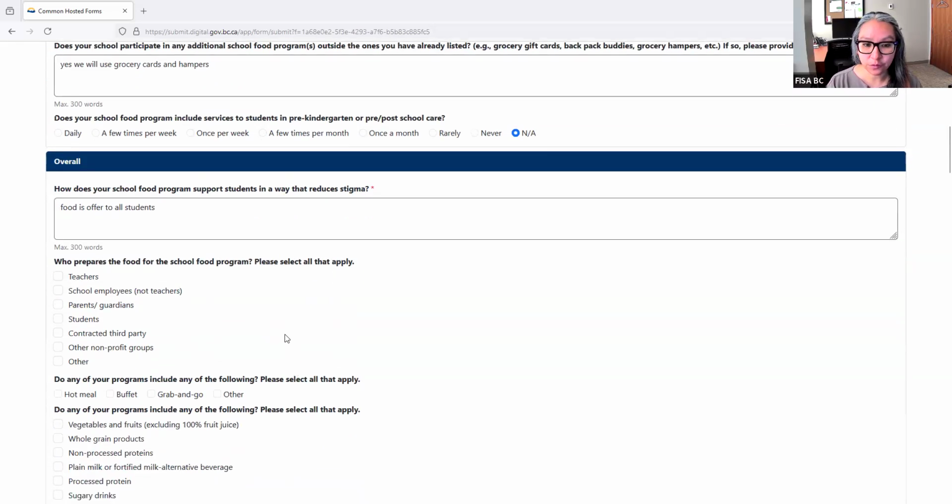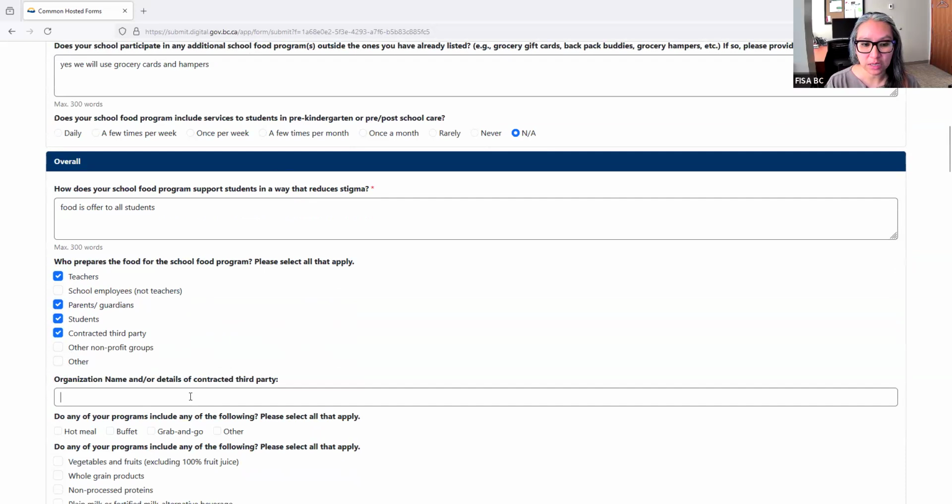The next one is: who prepares the food in your school? In my case, you can select as many as you need. So I will say teachers, parents, sometimes students. I also sometimes have restaurants, so I'm going to select all of those. And if you have a third party, I will say local restaurants.